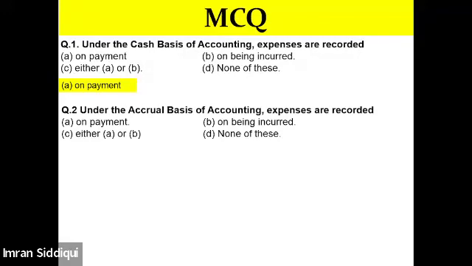Okay. So I think in this case, everybody is wrong. Under the accrual basis accounting, transactions are recorded on being incurred or on the basis of payment, whichever is earlier. Tell me, is it the right answer? Whether we should record the transaction on payment or on being incurred.